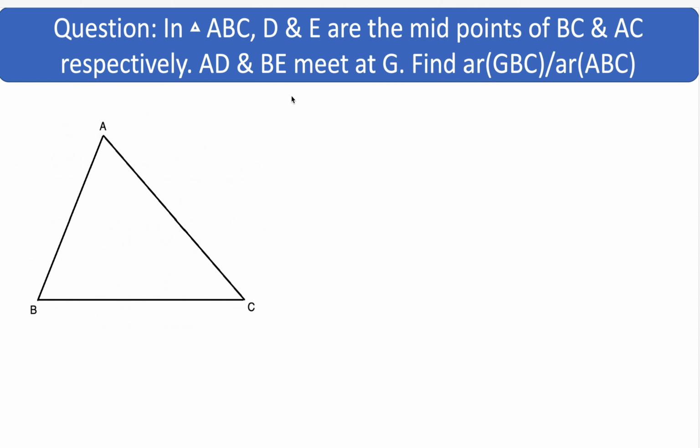So in triangle ABC, D and E are the midpoints of BC and AC. This is midpoint D, and this is midpoint E. Okay. Now let's draw the medians. They're asking us to draw AD and BE. So let's draw AD. Let's also draw BE. They meet at G as usual. Find area of triangle GBC by ABC.